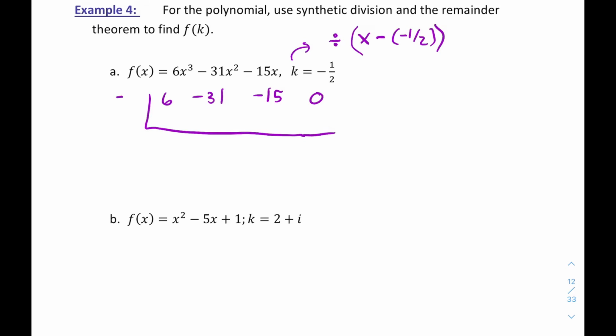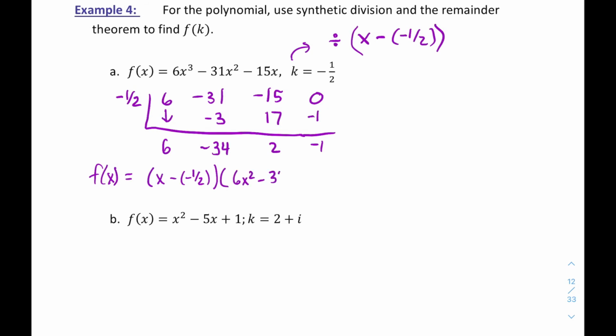so by x minus negative 1/2. Using synthetic division, my negative 1/2 goes on the outside there, and then I'll drop down 6, multiply it by negative 1/2 is negative 3, add those is negative 34, times negative 1/2 is 17, add those together, you get 2, multiply by negative 1/2 is negative 1, add and you get negative 1. I can use that result to rewrite f of x, my original polynomial, as x minus negative 1/2 times what I got when I did my division. That string of numbers stood for 6x squared minus 34x plus 2 as my whole number result, and then minus 1 for my remainder.